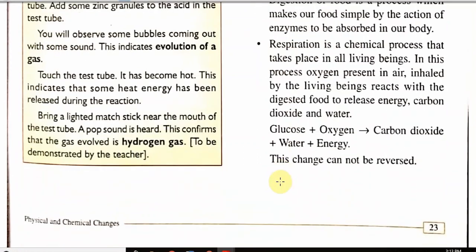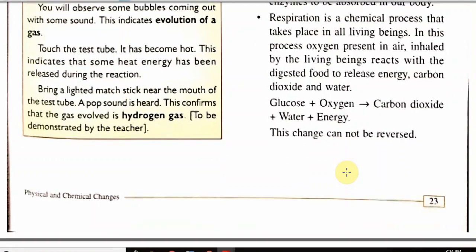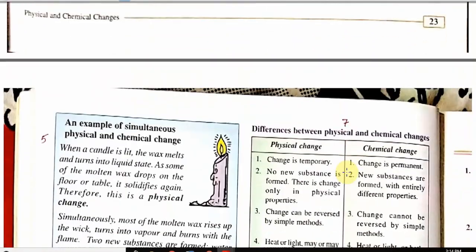Next one is respiration. You all know about respiration in biology. Respiration is a chemical process that takes place in all living beings. This is the process in which oxygen is inhaled and carbon dioxide is produced. You can see oxygen is taken in and carbon dioxide is taken out. This change is not reversible. It means, students, you cannot change this reaction. So in this chapter we have seen the physical and chemical change.